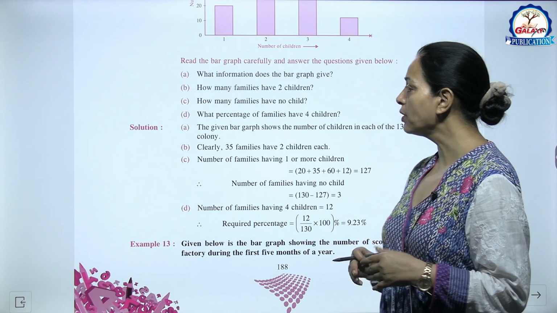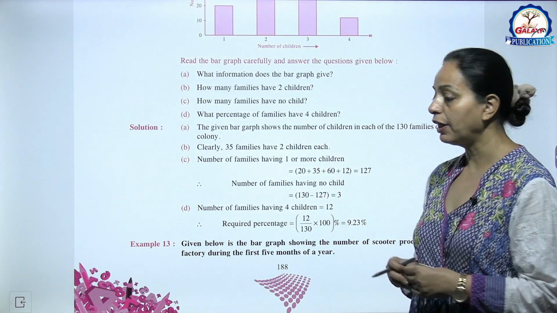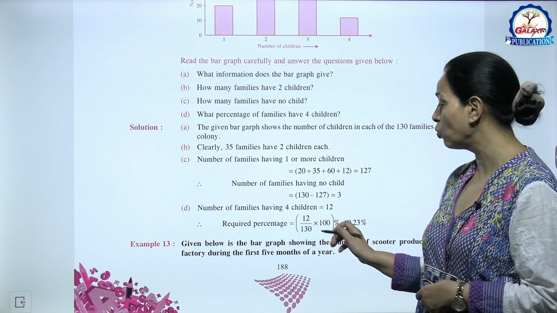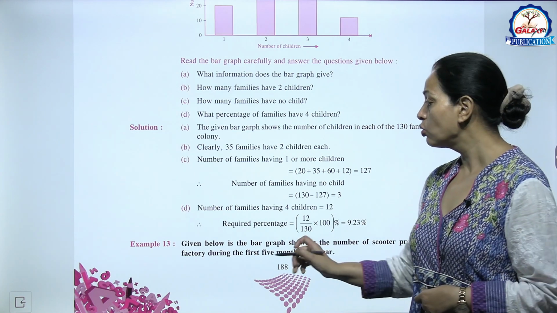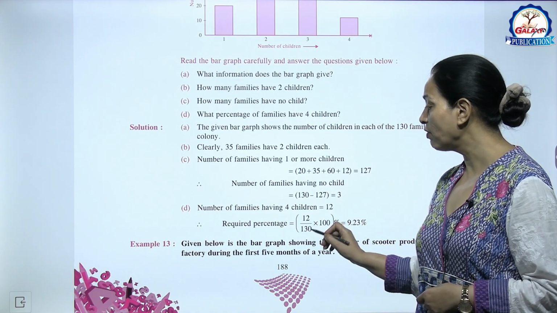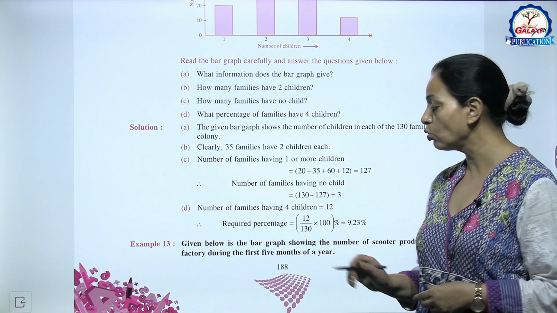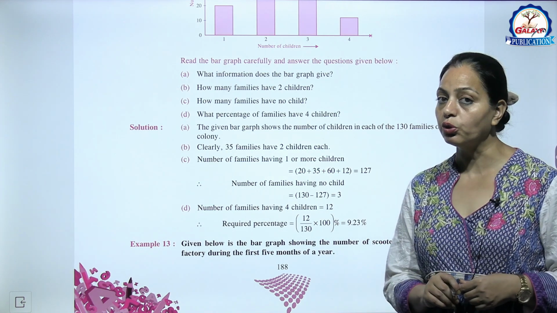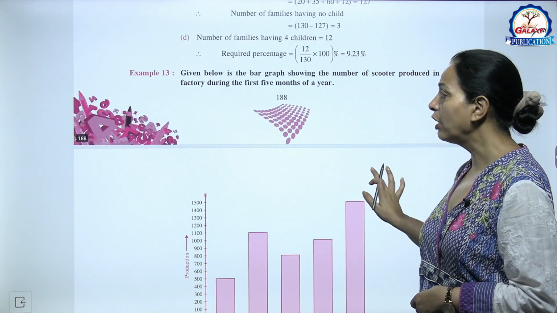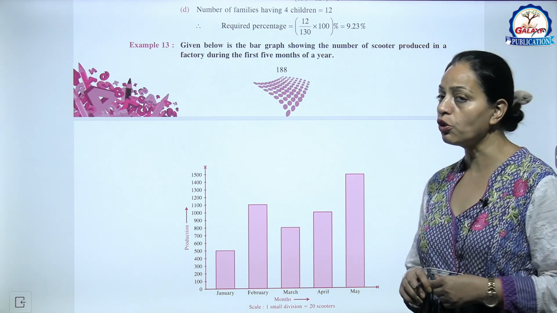Now D part, what percentage of families have 4 children? हमें percentage find करनी है. It means number of families having 4 children divided by total into 100. So number of families having 4 children, that is 12. So 12 divided by 130 into 100. So cut the 0, so we are getting 9.23%, right?